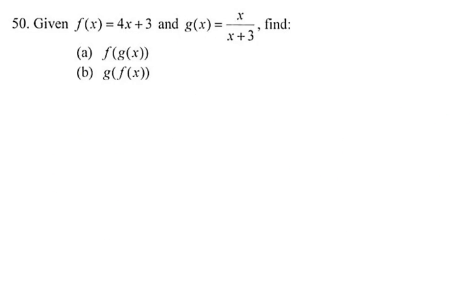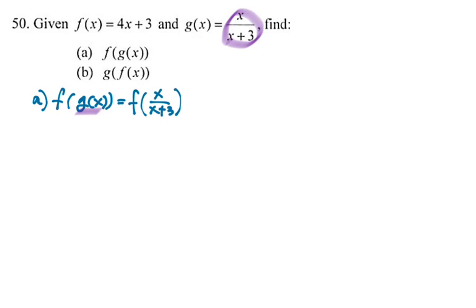Let's look at number 50. Here we are looking at the same thing, but we are composing the entire expression in place of x. So f of g of x is the same thing as f of the function g, which is x over x plus 3, so that's what we're going to substitute here. Now you can place that in the function f. As you can see, that's exactly what we have done.